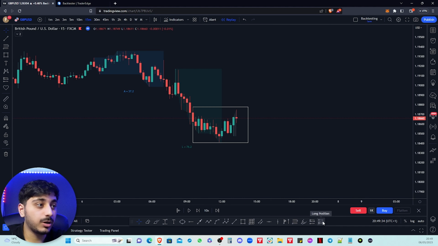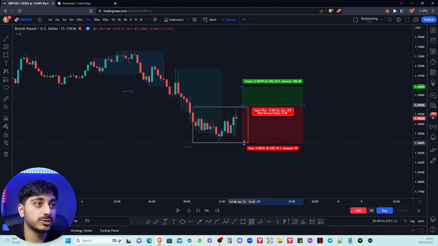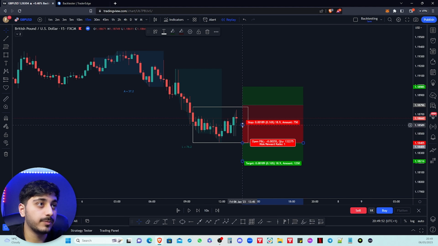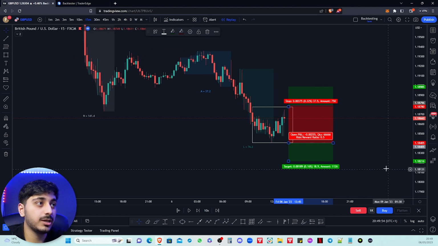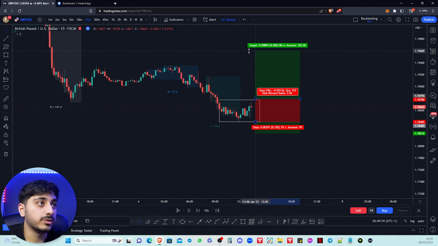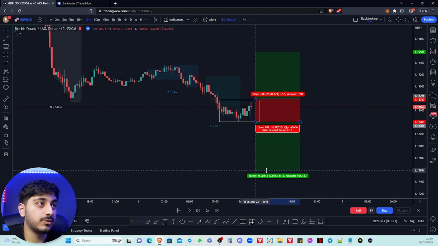Again, when it comes to taking the trade, I'm going to put my buy stop just above with my stop loss at the low, and then I'm going to put my sell stop just here with my stop loss at the top. Okay, so it's very simple. And then you can target a 1 to 2. Where is that? There, a 1 to 2. Very simply, and it's super easy to do.